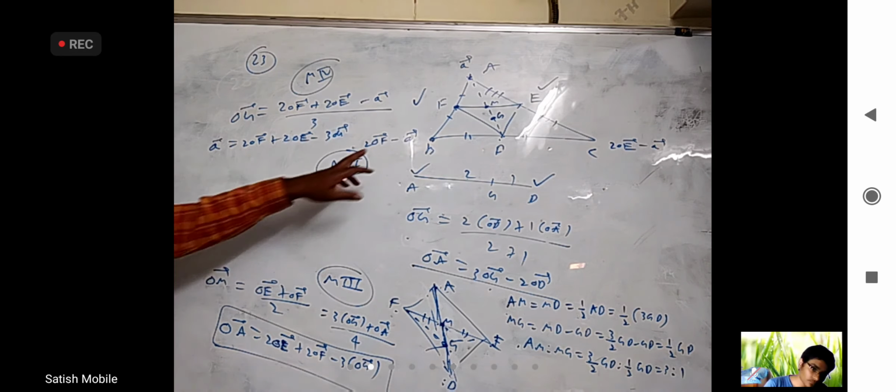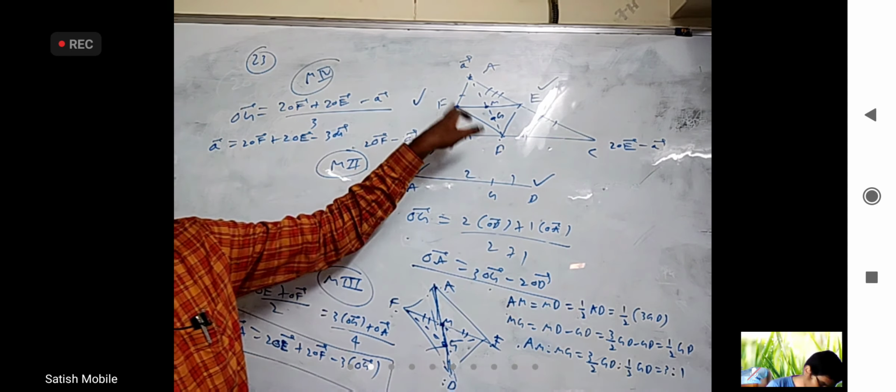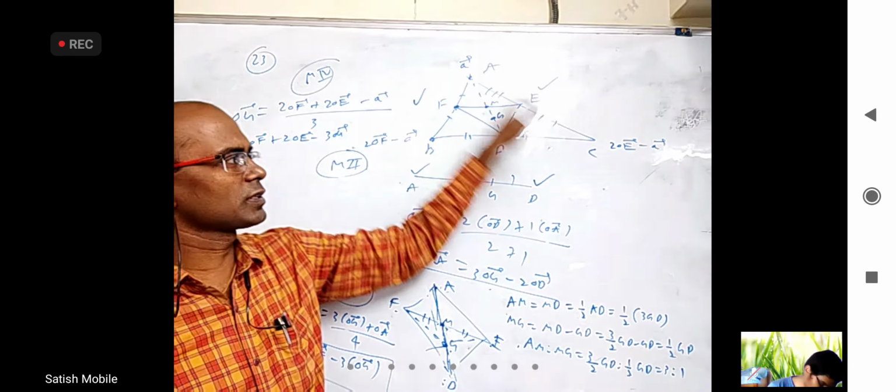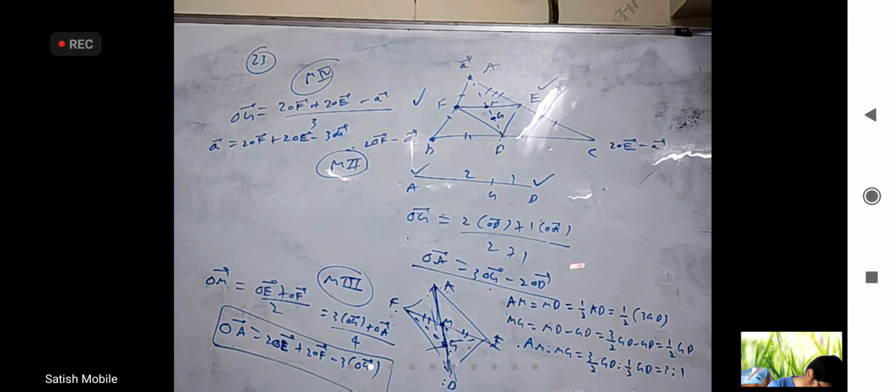But you have to recognize, how did I write this? Whenever you know the midpoint and this, double of this minus this will give you this. Double of this minus this will give you this. Right?